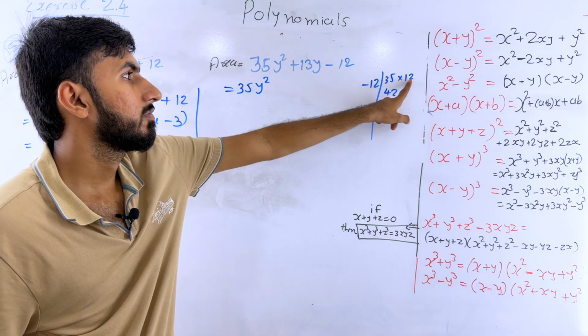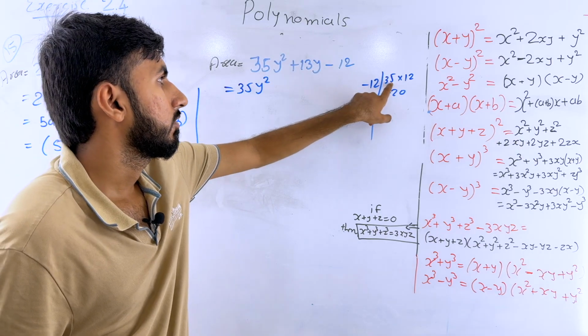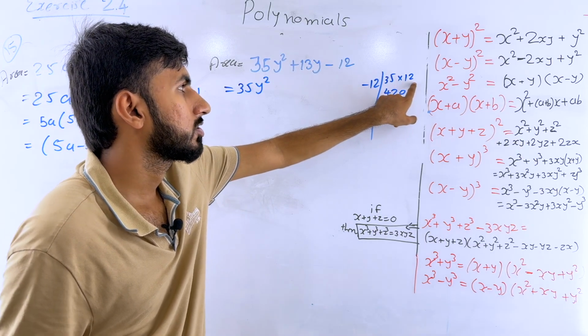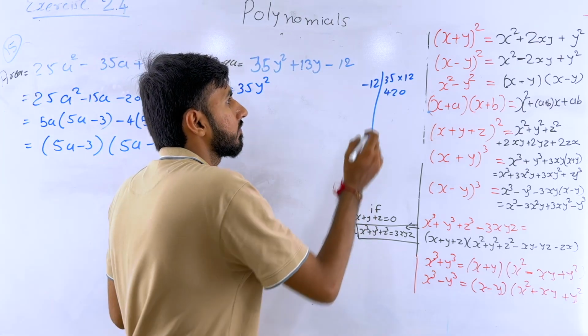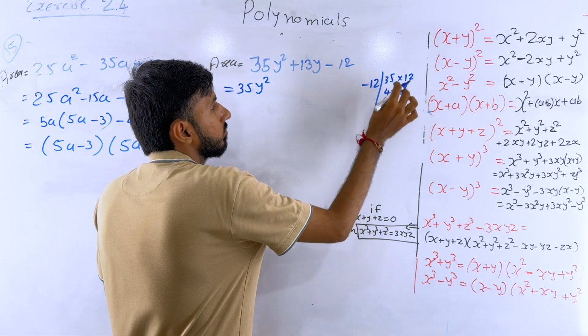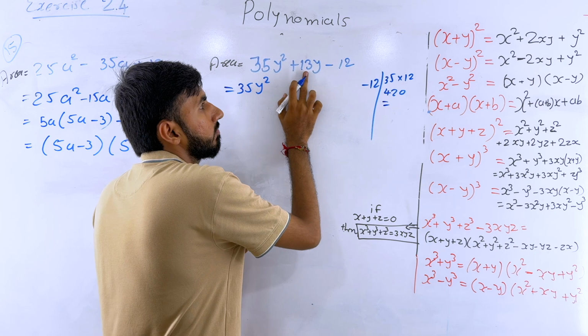35 multiplied by 10 is 350, and 35 multiplied by 2 is 70. 350 plus 70 is 420, right? Now find the factors of these two such that my answer should come 13.